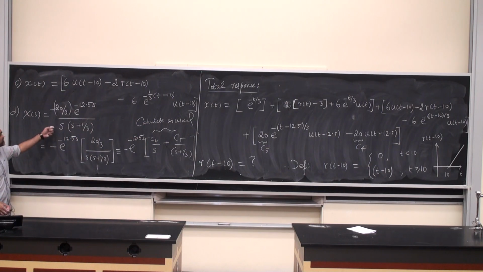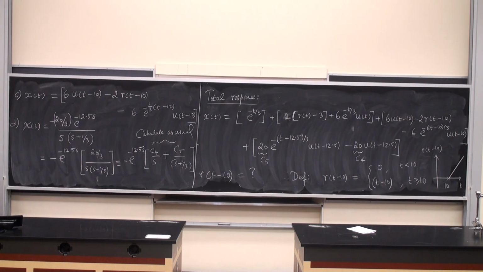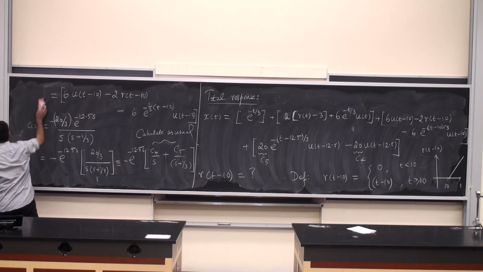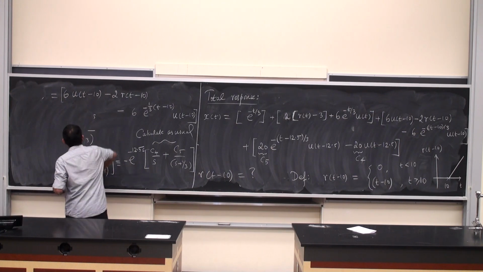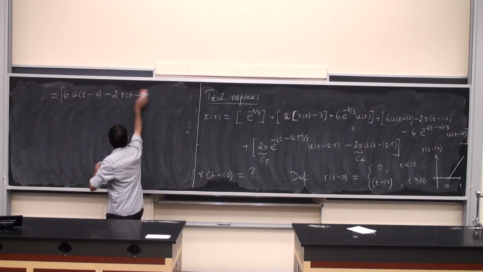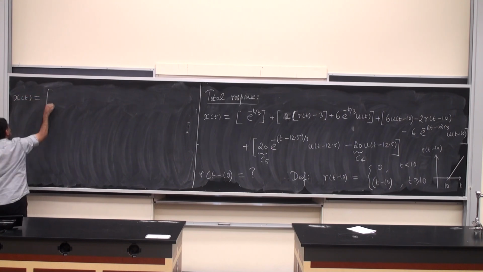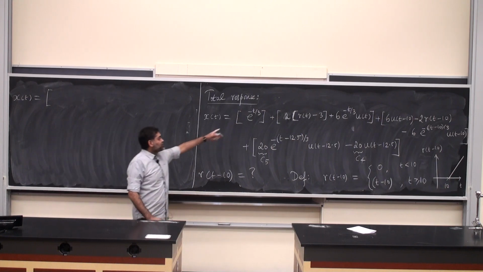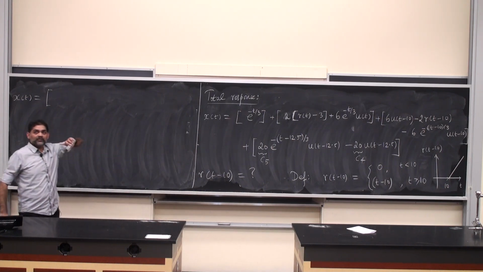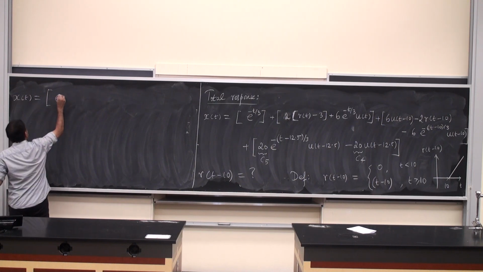And I want to erase this portion of the board so that I continue writing certain parts of the response, the transient and the steady state part of the responses. So what are the transient parts? e to the power minus t by 3. As time goes to infinity, this part vanishes. So that's a part of the transient response.